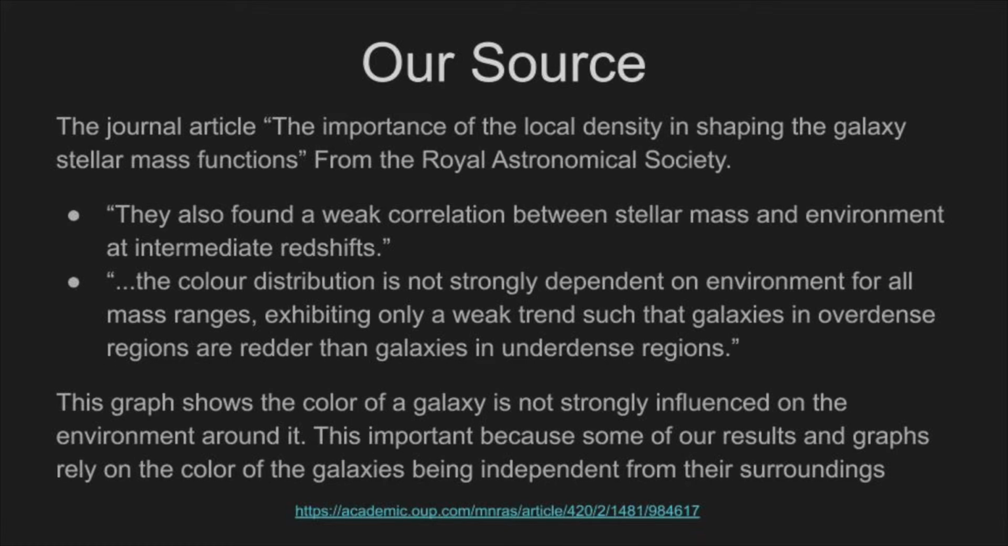For our source, we discovered a journal article titled The Importance of Local Densities in Shaping the Galaxy Stellar Mass Functions from the Royal Astronomical Society. In their article, they discussed their findings of a weak correlation between stellar mass and environment at intermediate redshifts. The article continued, the color distribution is not strongly dependent on environment at all mass ranges, exhibiting only a weak trend such that galaxies in overdense regions are redder than galaxies in underdense regions.